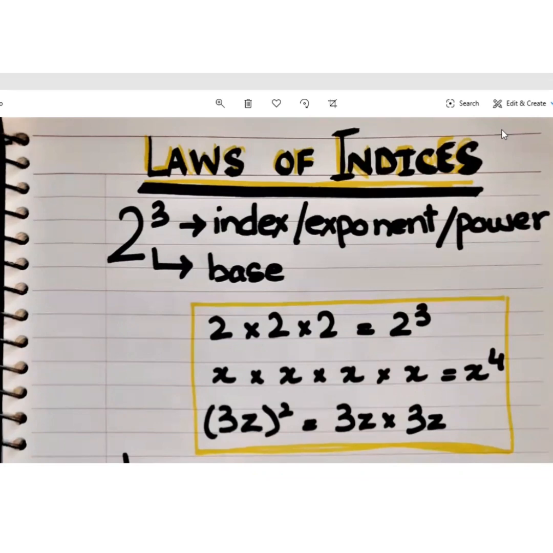So for example, if we have 2 multiplied by itself 3 times, it can be written as 2 raised to the power 3. And x multiplied by itself 4 times can be written as x raised to the power 4. Conversely, 3z whole square can be written as 3z multiplied by itself 2 times. So the power basically tells us how many times a number has been multiplied by itself.